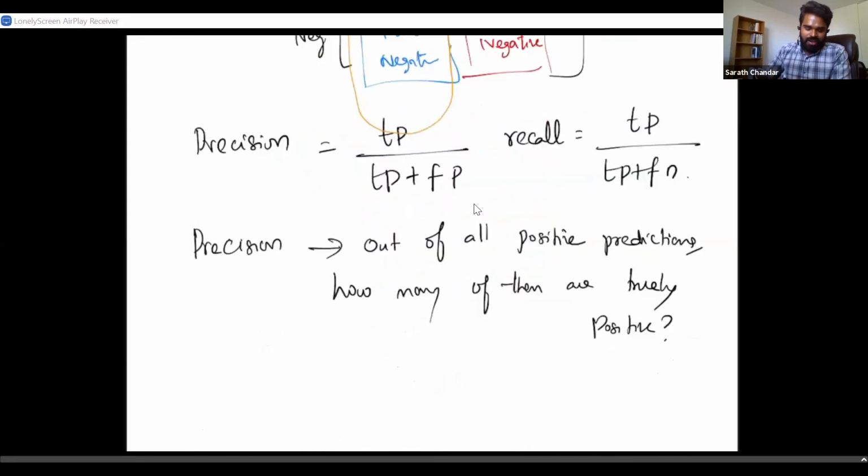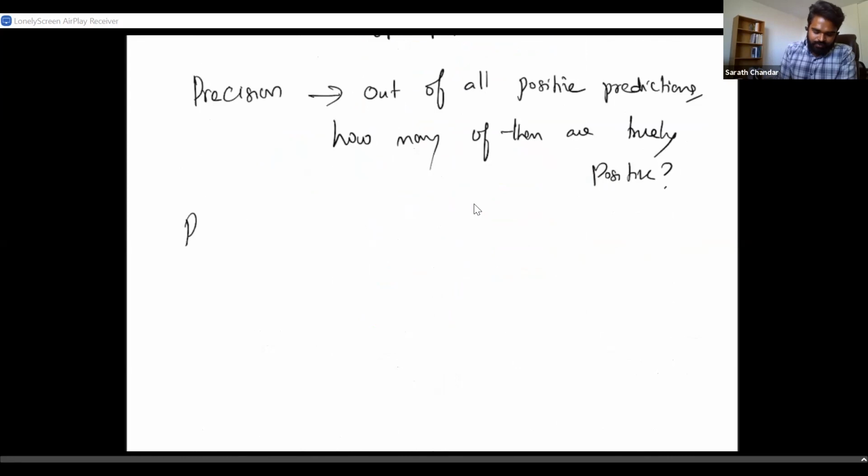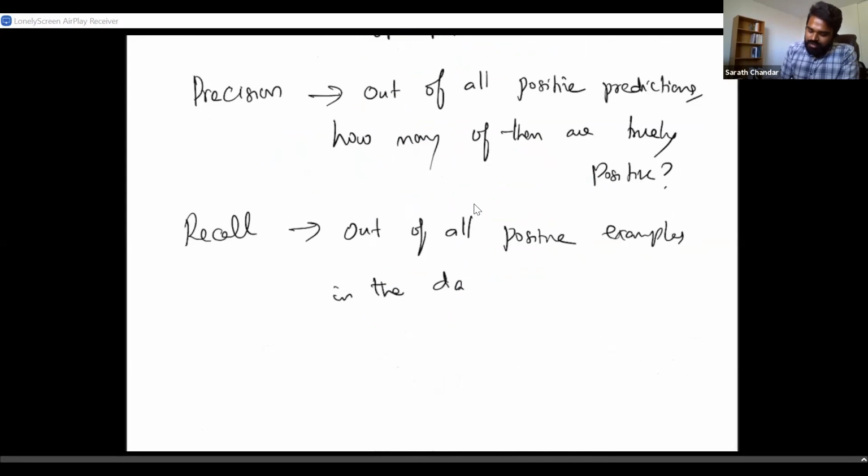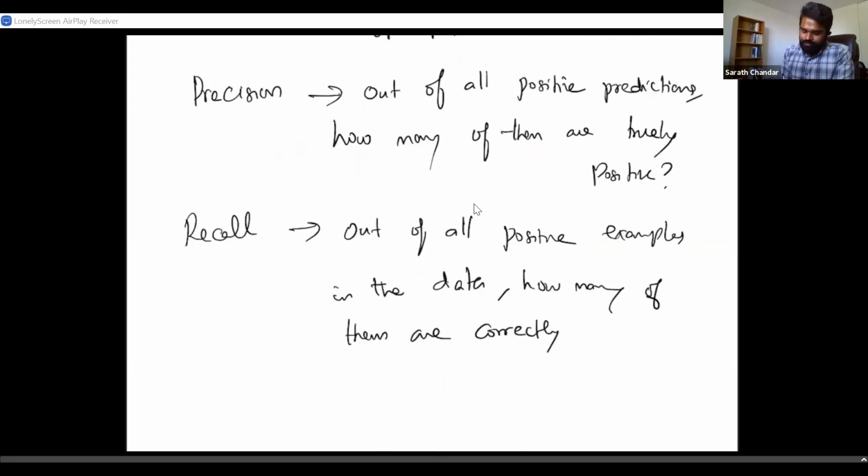Again, the English description of recall: out of all positive examples in the data. See the change in the focus. In the case of precision, it is out of all positive predictions by the model. But in the case of recall, out of all positive examples in the data, how many of them are correctly identified as positive by the classifier?